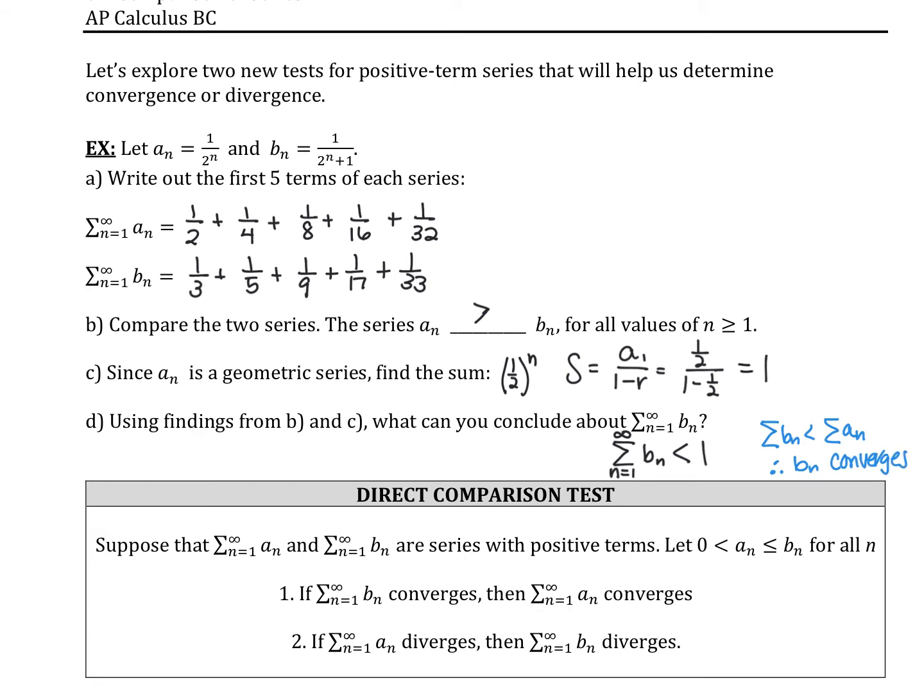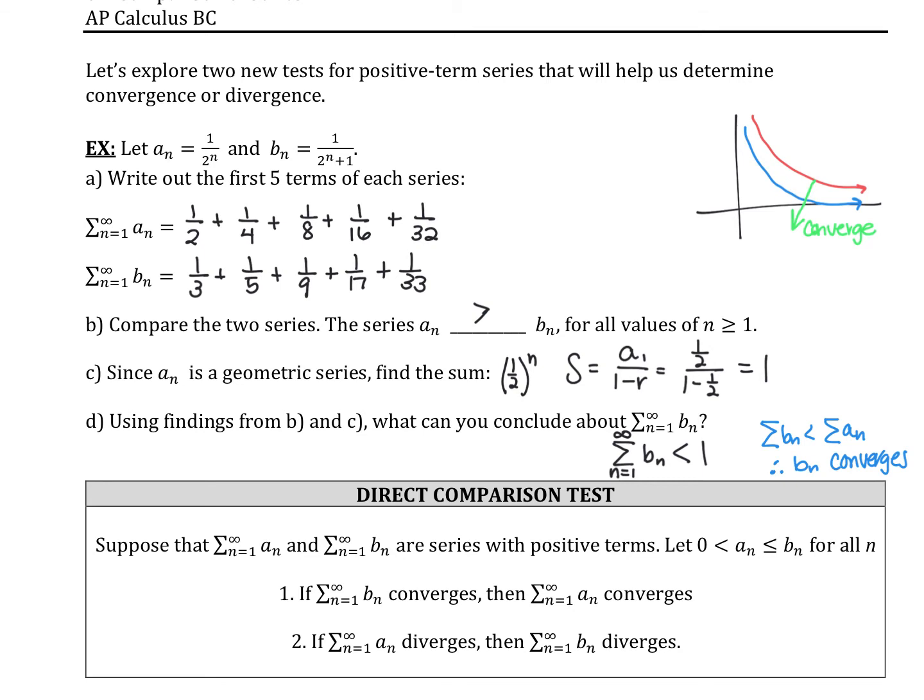Remember, we had that diagram that said if we have some graphs, and I don't know what they look like exactly, but let's call this one f of x, and let's call this one g of x, or a sub n and b sub n. If a sub n is always greater than b sub n, we said that anything less than that is going to converge if it converges.